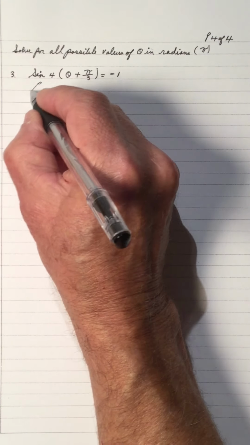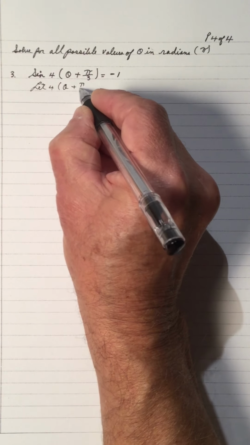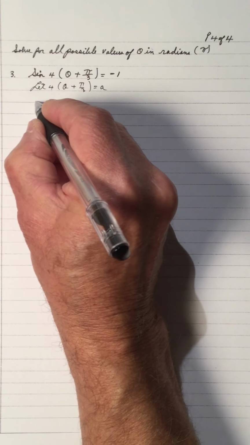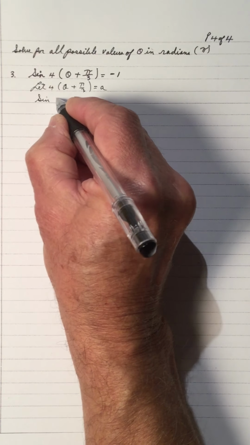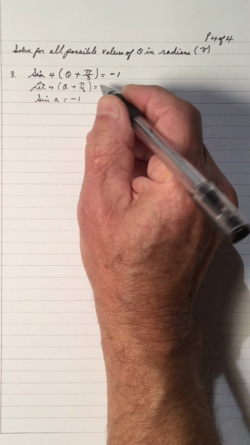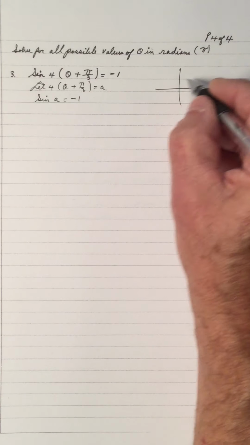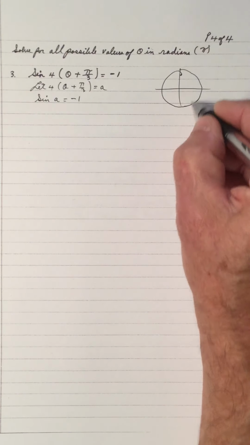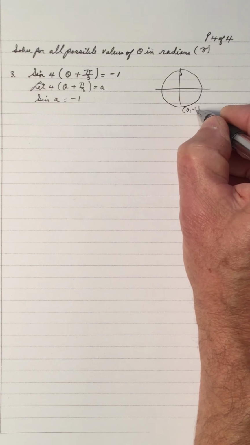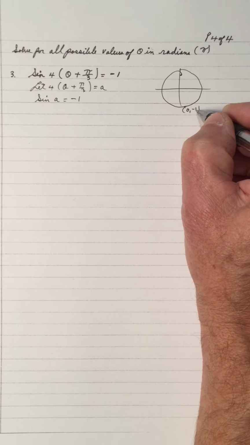And now we have, solve for all values of theta in radians in terms of pi. So we still let the angle equal A. So we have sine A is -1. And on the unit circle, sine is the y. So the y is -1. So that's at (0, -1).